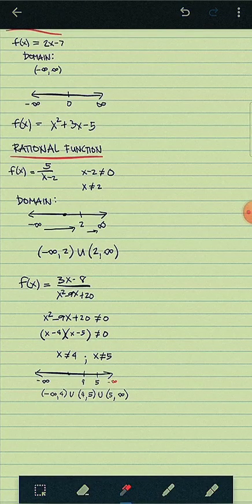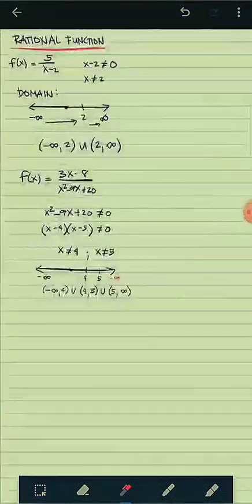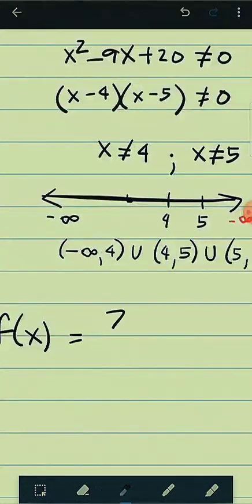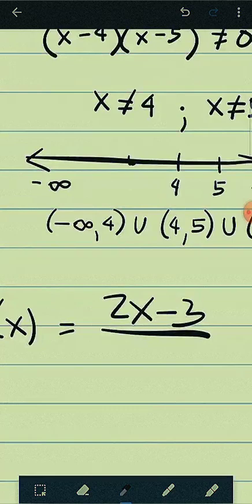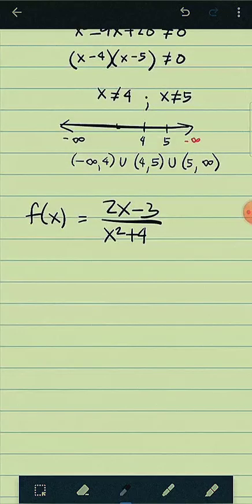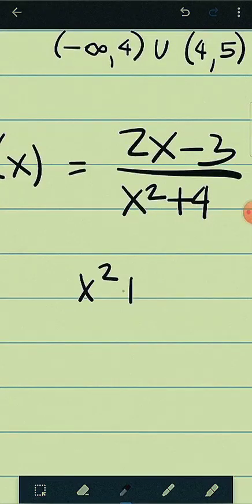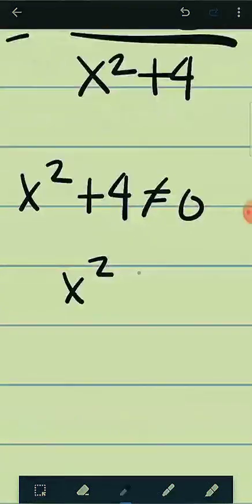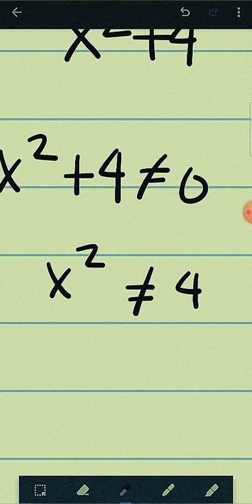And then the next example, if we have 2x minus 3 over x squared plus 4. So go ahead, pause this video and try to solve this example. Hope you can find the domain of this. Done? So to solve this, again, just equate the denominator to 0, not equal to 0. Plus 4, that could become x squared not equal to negative 4.